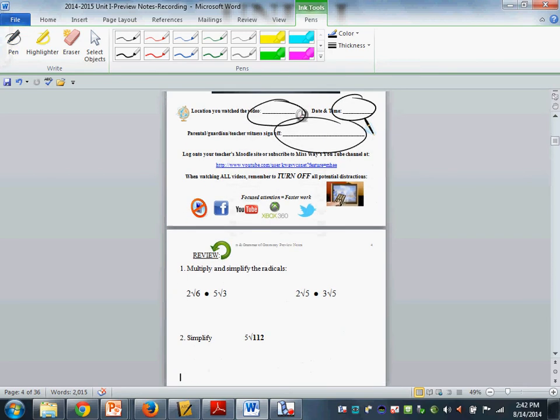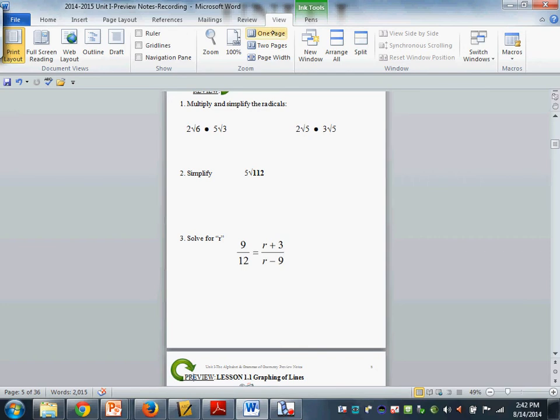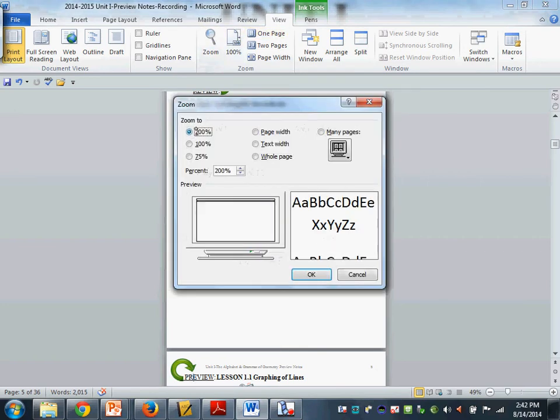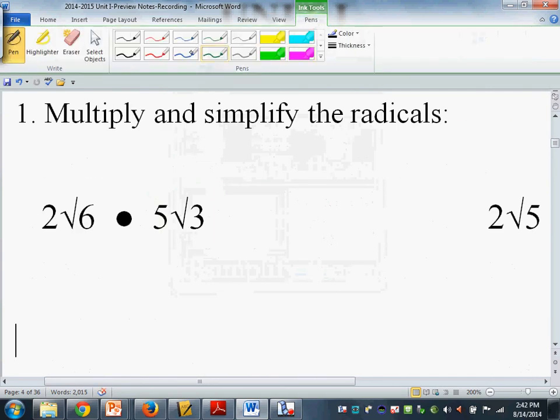Okay, first we're going to do some review here. We're going to multiply and simplify the radicals. And when we do radicals, think outies and innies. Outies and innies. Let me show you what I mean here. I'll do the first one with you. Taking a look here, we multiply the outies. So you're going to draw a line from the 2 to 5. And we go like so, 2 times 5.